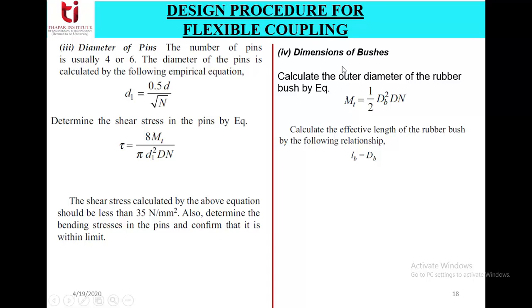For the dimensions of the bushes, we need to calculate the outer diameter of the rubber bush. We can use this equation, Mt is equal to half db square D N. We have seen a quick derivation of these equations in our previous lecture. In these equations we have assumed that the length of the bush is equal to the diameter of the bush. So the length of the bush can be computed as lb is equal to db.